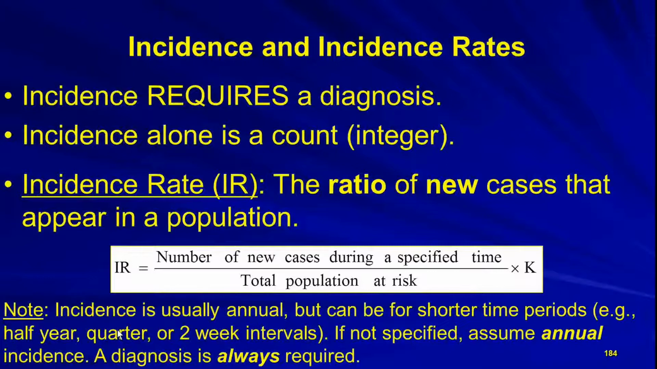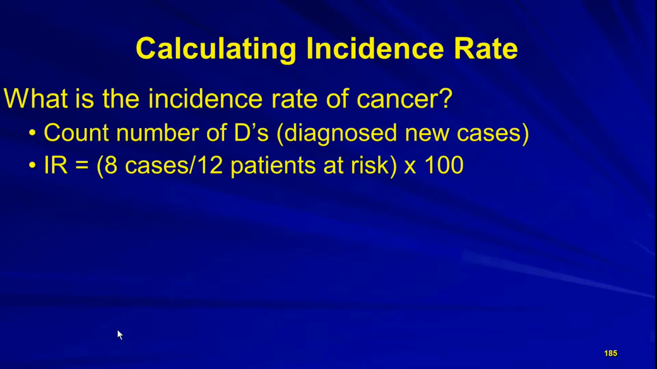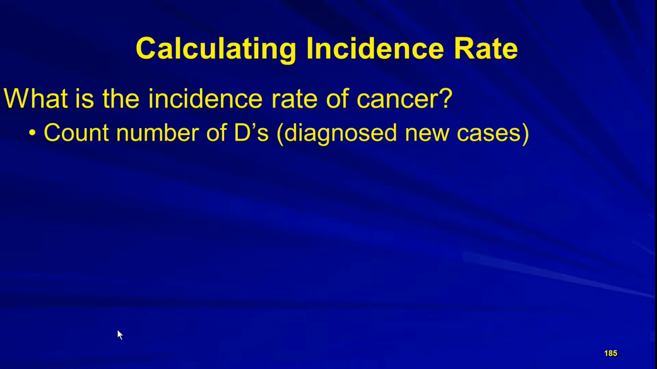Now, incidence can come in different intervals. It can be a half year, it can be a quarter year, it can be 2 weeks. But if it's not specified, you always assume 1 year. Okay, so when we look at this, I'm going to ask you, what is the incidence rate of cancer in this exercise that I just showed you?